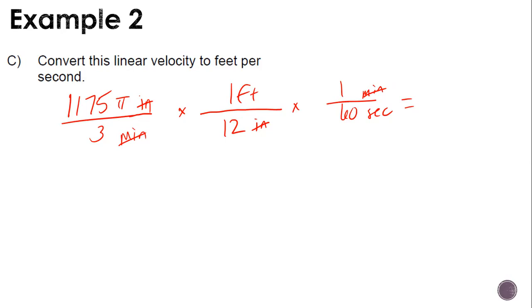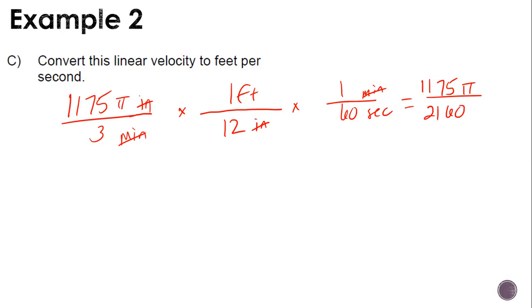I am. So I'm going to multiply straight across, numerator times numerator and denominators times denominators. So we have 1,175 pi all over, and what's 3 times 12 times 60? 2,160. Thank you. All right.